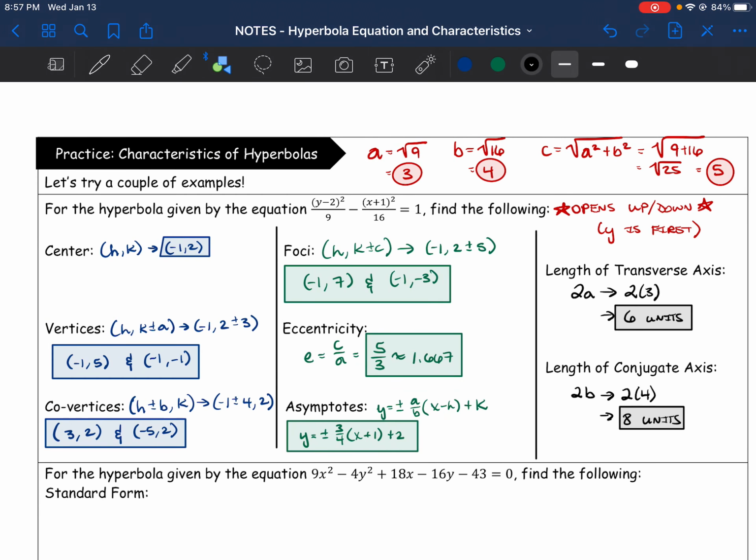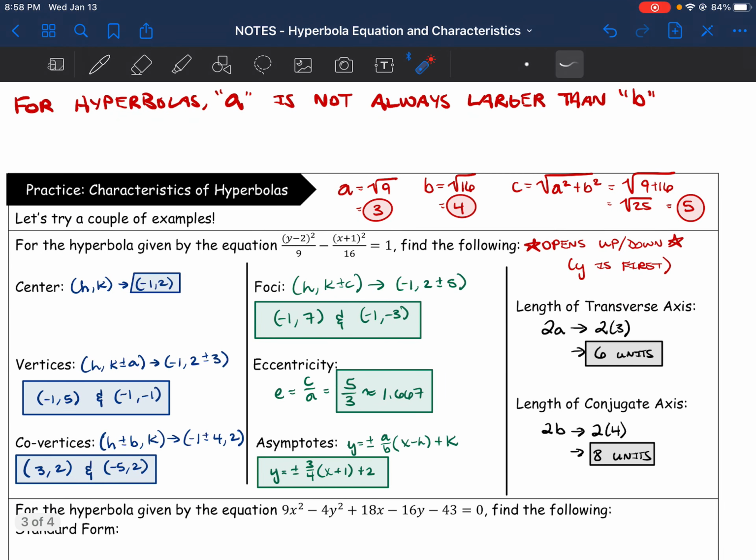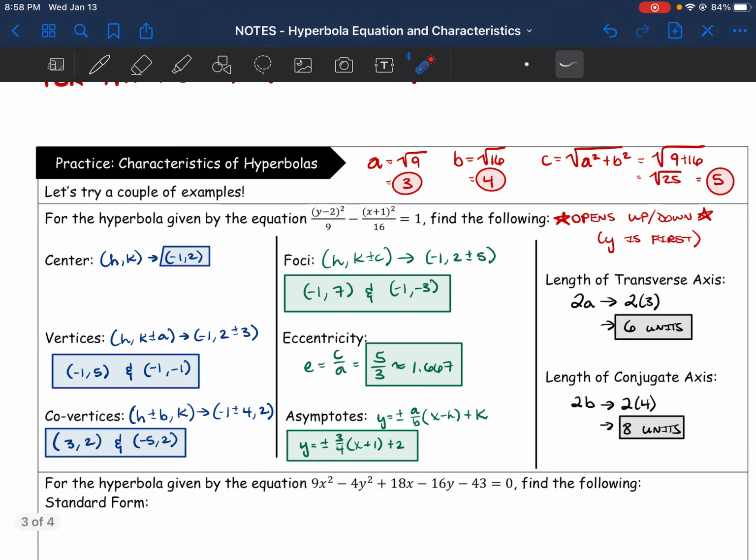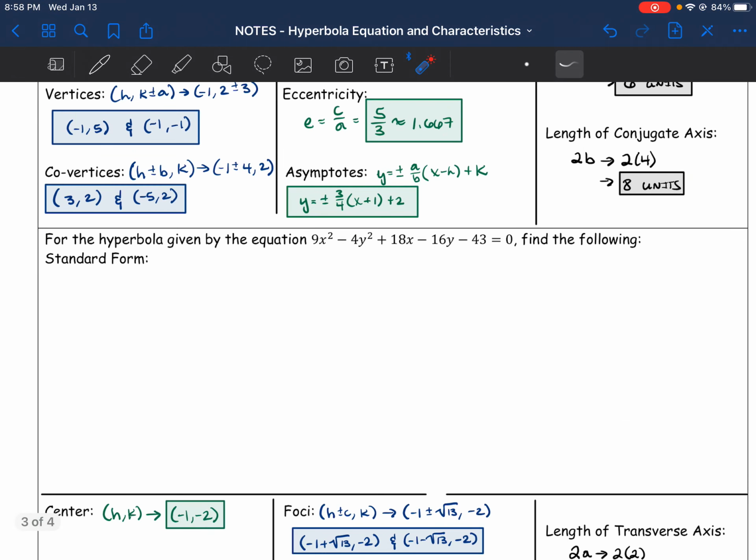Okay, so very similar to ellipses, there are just some key differences. Again, remember that for hyperbolas, a is not always larger than b. That's pretty important. For hyperbolas, you want to determine the direction of opening. Does it open up and down versus left and right? And again, that's going to be determined from what comes first. If y comes first, it opens up and down. If x were to come first, it would open left and right. Okay, and then just once more, once you've determined the direction of opening, you know which set of formulas to use from the page before this in the notes.